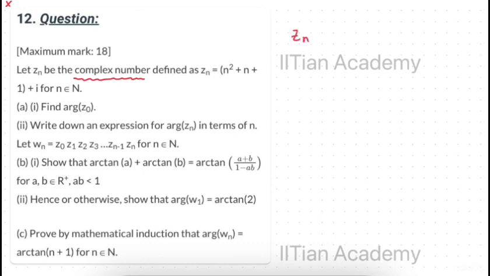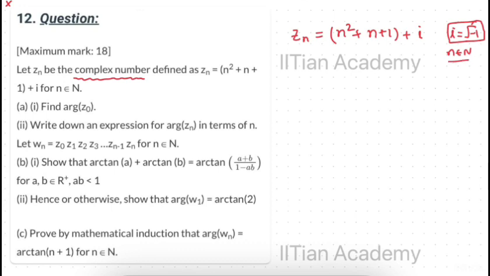In the first part, it is given that the complex number Zn is equal to n squared plus n plus 1 plus i. This i means root of minus 1, and n is some natural number. In part A, first we have to identify the argument of Z0.